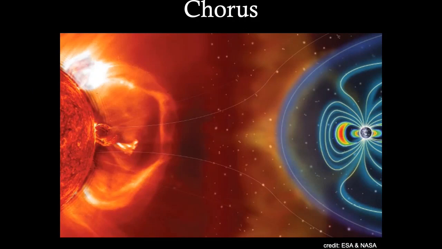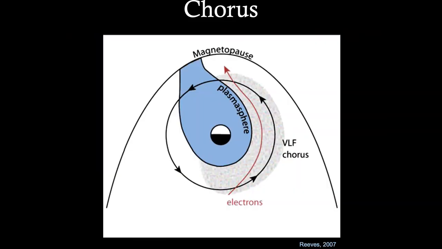Another prominent signal type, known as chorus, is generated deep within the magnetosphere itself. Explosions on the sun cause bursts of charged particles and magnetic field that travel out into space. When they reach the Earth, they can tear open the magnetic field, causing a geomagnetic storm. During these storms, energetic electrons are injected into the Earth's inner magnetosphere.